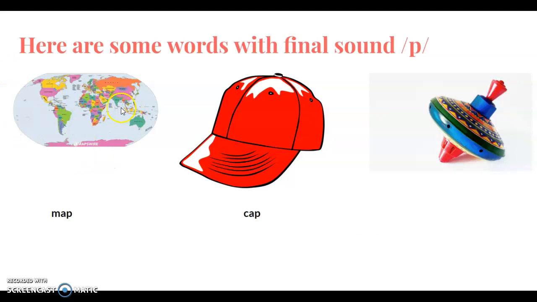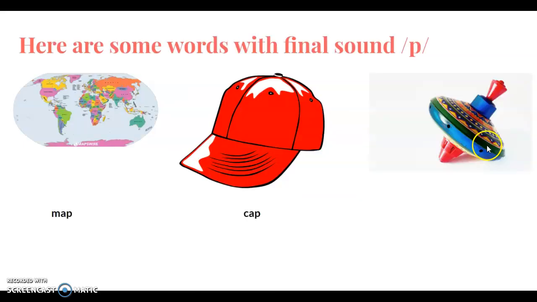So the first picture is a picture of a map. Map. The ending sound is P. Map. The second picture is a picture of a cap. Cap. The final sound is P, spelled P.